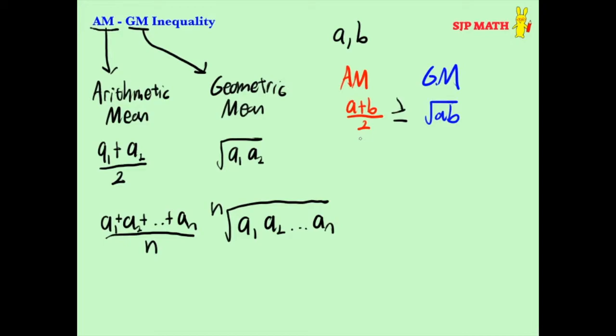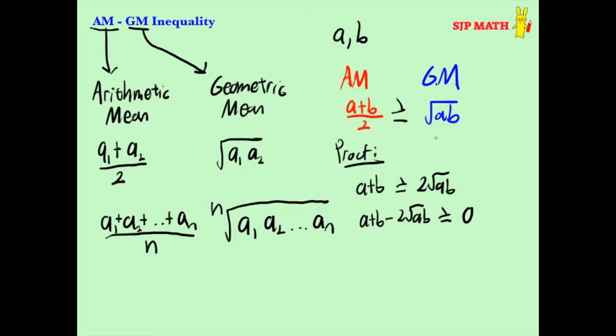But why? Now let's try to prove the AM-GM inequality for two non-negative real numbers. So let's try to prove this. Multiply 2 on both sides. So this becomes a plus b, and this becomes 2 root ab, and subtract 2 root ab on both sides, and this side becomes 0. And if we factorize this, it becomes root a minus root b squared is larger than or equal to 0. So we know that a square is always larger than or equal to 0. So this is true, and therefore the AM-GM inequality for two non-negative real numbers is true.